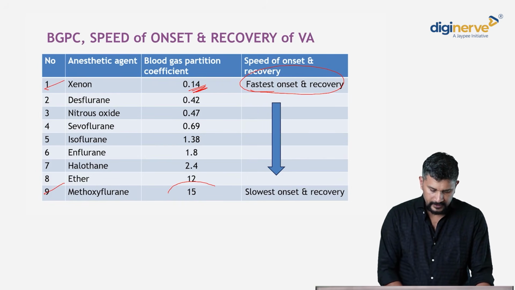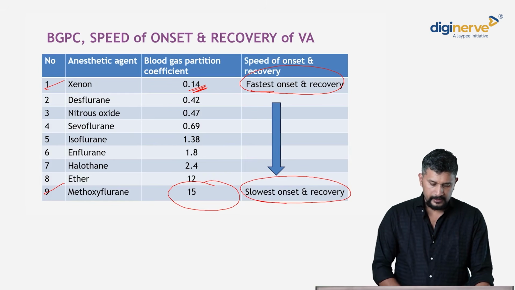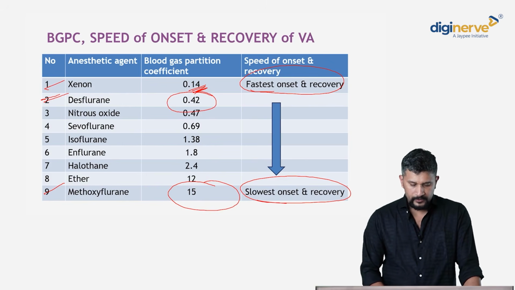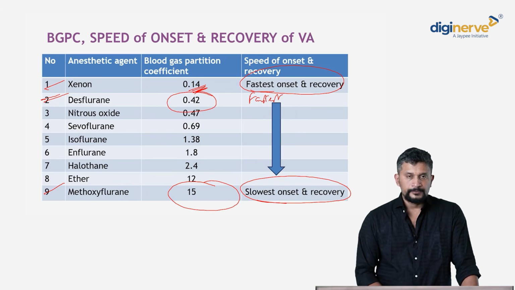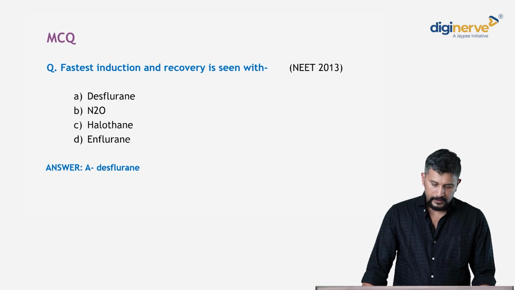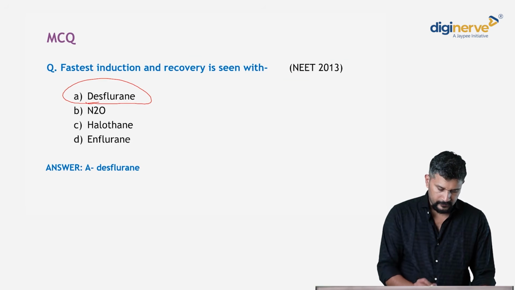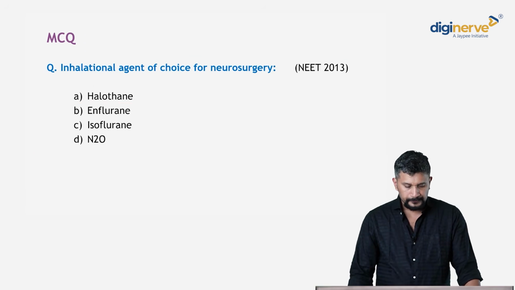Methoxyflurane has a blood gas partition coefficient of 15, therefore it has the slowest onset and recovery amongst the more commonly used agents. Desflurane has the lowest blood gas partition coefficient, therefore it is the fastest amongst the commonly used inhalational agents. So the fastest induction and recovery amongst all of these options would be with desflurane. Therefore, the correct answer is A, desflurane.